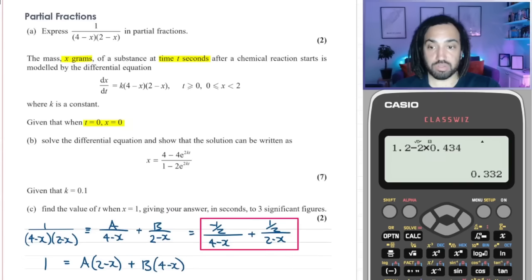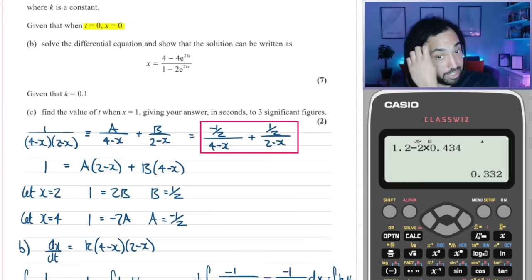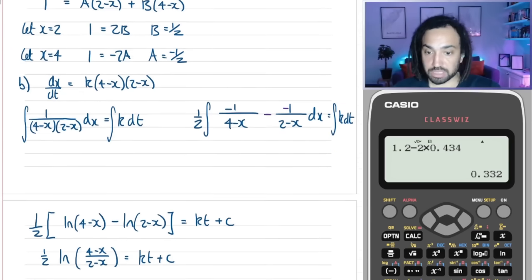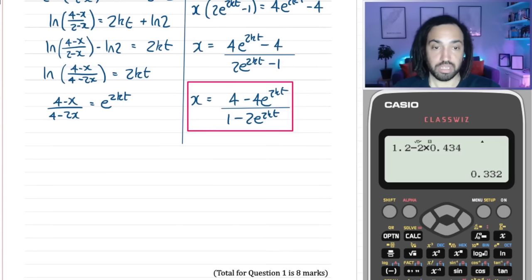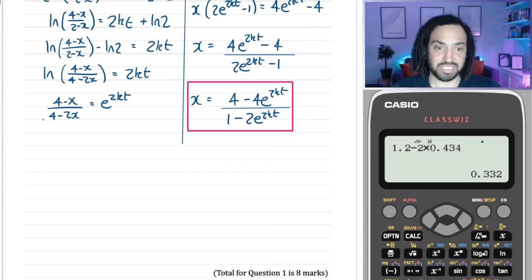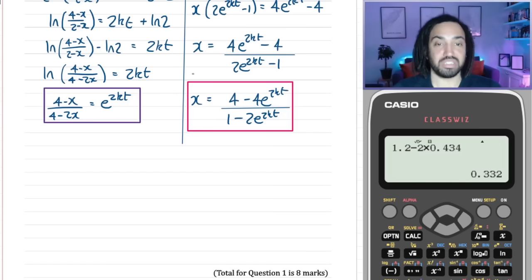Okay, and then scrolling up, it just says, given that k is equal to 0.1, find the value of t when x is equal to 1. Okay, lovely. So that's just basically substituting in. Well, I would say that actually, but it's not just that simple, is it? In fact, it's actually going to be easier to use this equation because this has t occurring only once. So this is the one that we're going to use.